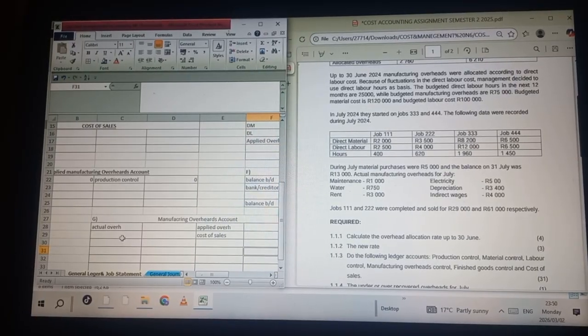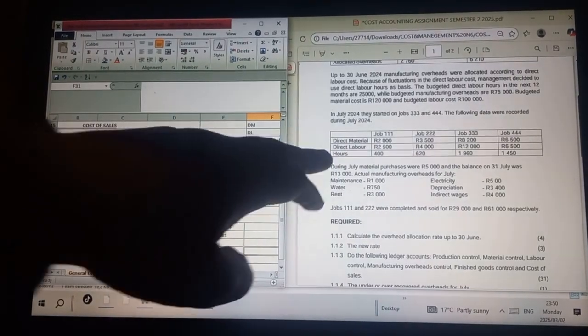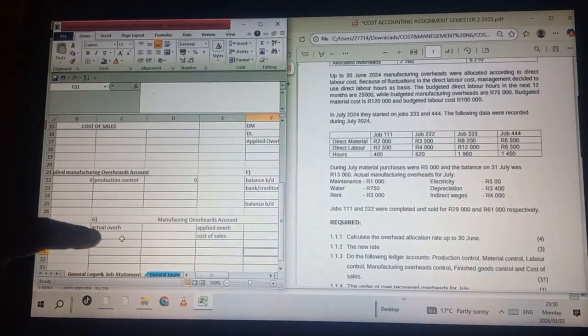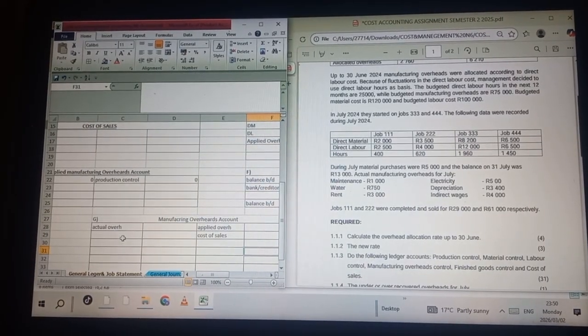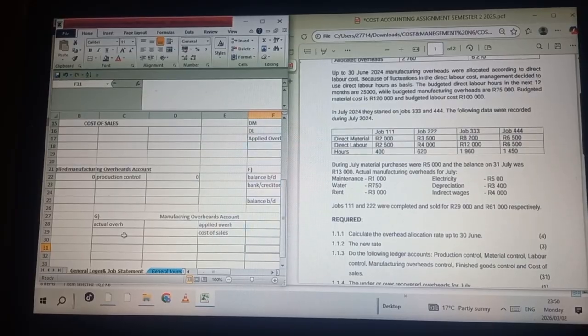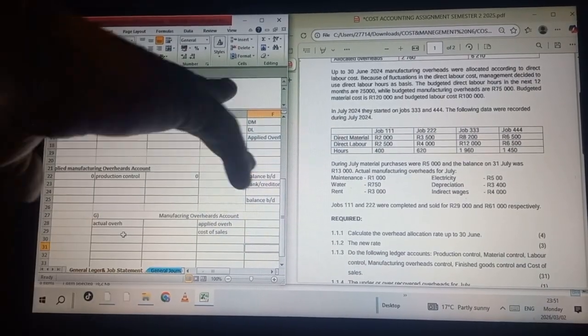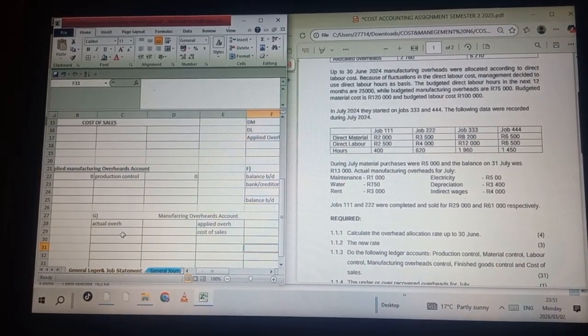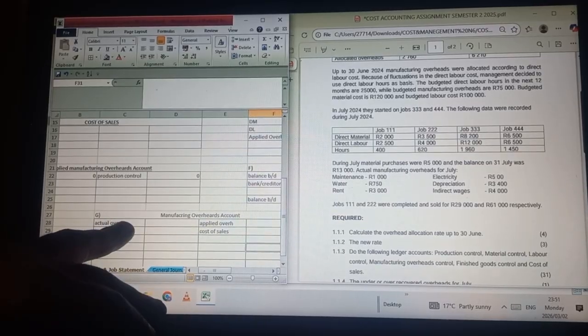And then applied overheads, guys, is the overheads that you calculate. Actual overheads are always given. Don't make a mistake of taking actual overheads and putting them in your production or whatsoever. They only work in manufacturing overheads.